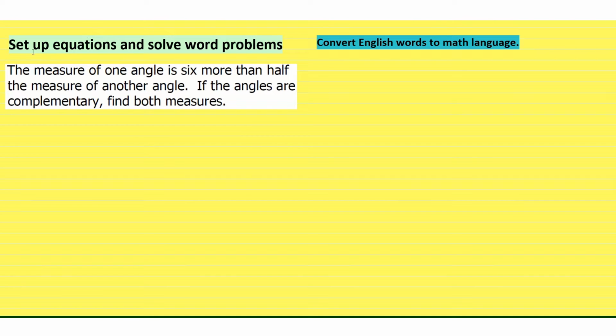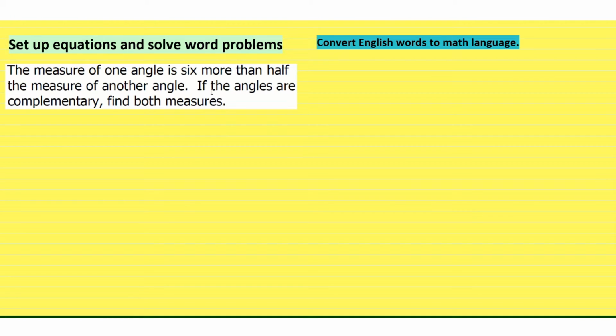Okay, so our problem states that the measure of one angle is 6 more than half the measure of another angle. If the angles are complementary, find both measures.